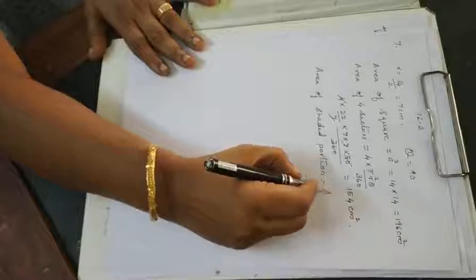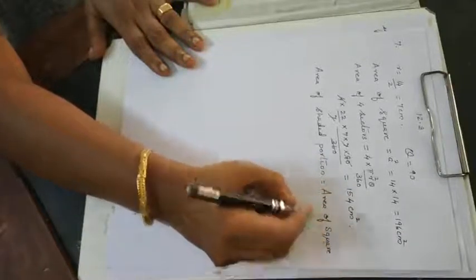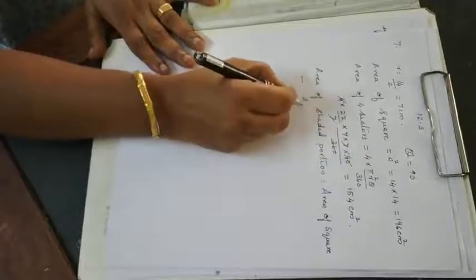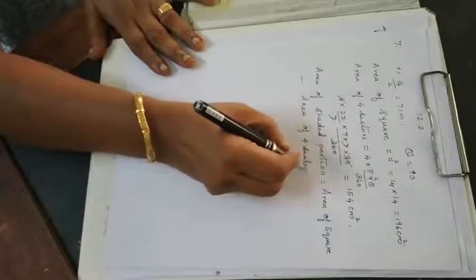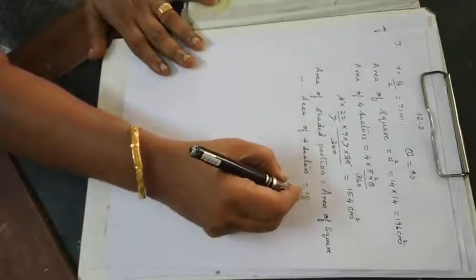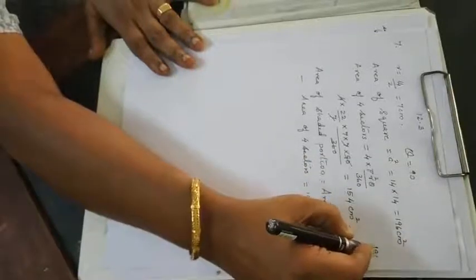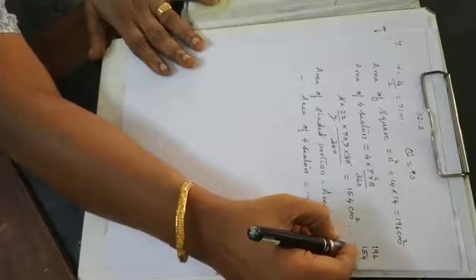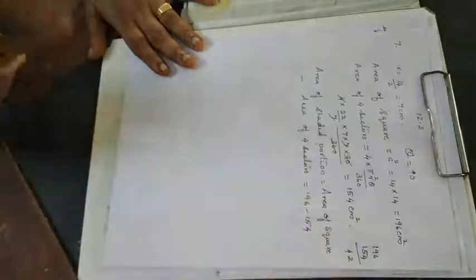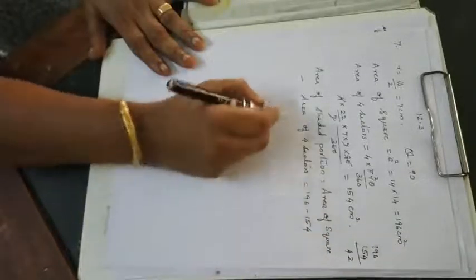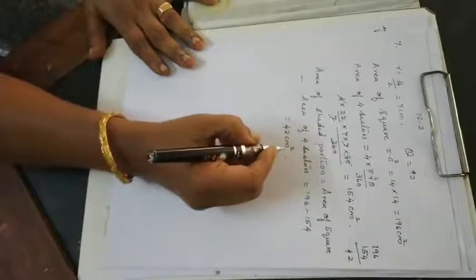So area of shaded portion is equal to area of square minus area of 4 sectors, that is equal to 196 minus 154. Okay, 196 minus 154 is 42 centimeter square you will get.